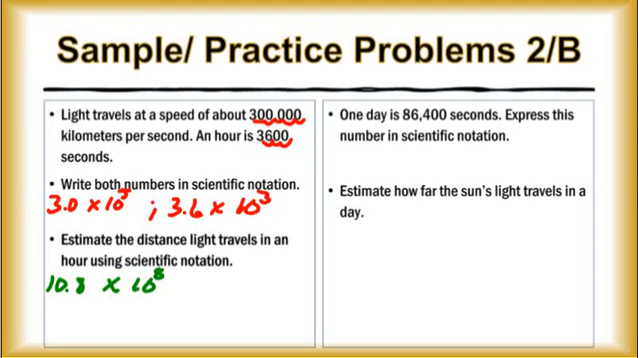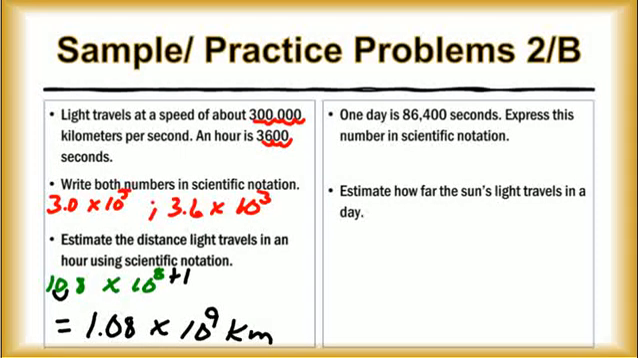Put it in scientific notation. You need to move it 1 to the left. So this would be 1.08 times 10. Since I gained a decimal point, I need to add to the exponent. So it would be 10 to the 9th kilometers.